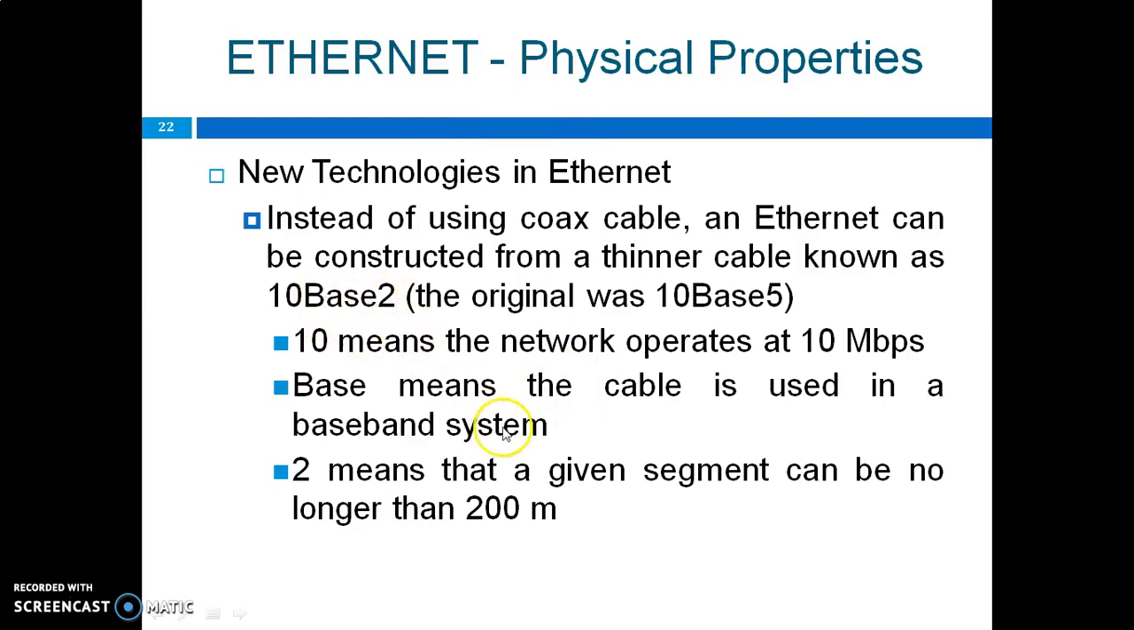The base means the cable is used in the baseband system, right? The base represents the baseband system. Here the 2 represents that the segment can be no longer than 200 meters, right? In 10Base2, 10 is the 10 Mbps speed, the base is the baseband signal, and 2 means not more than 200 meters. This is how the new technology is used in Ethernet.